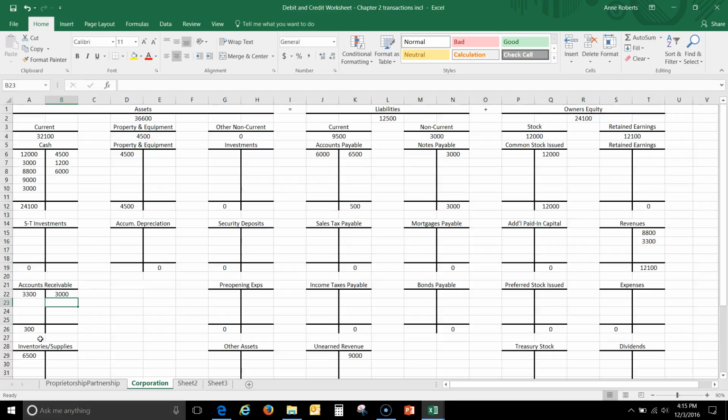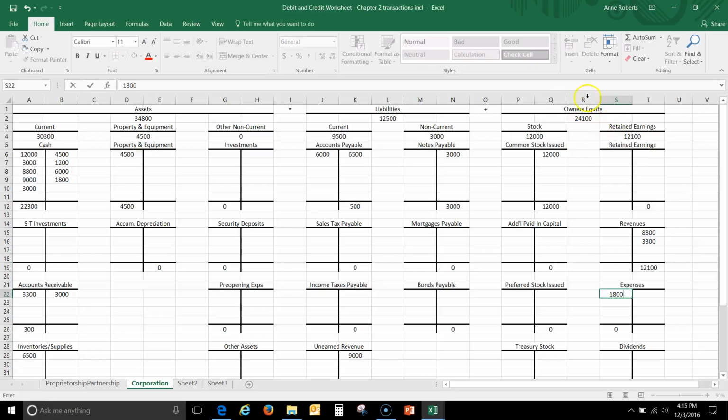So in transaction 11, we reduced cash by $1,800. That was the payment of the salaries. And now we come over here to the expense section, and we increase expenses by $1,800. Now watch what happens here. We increase the expense by $1,800.